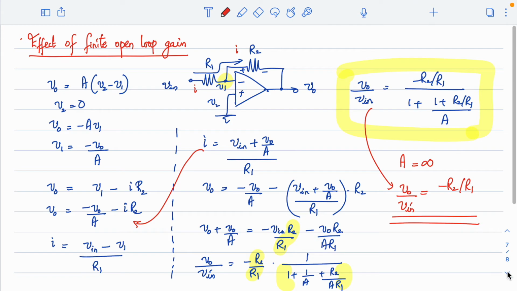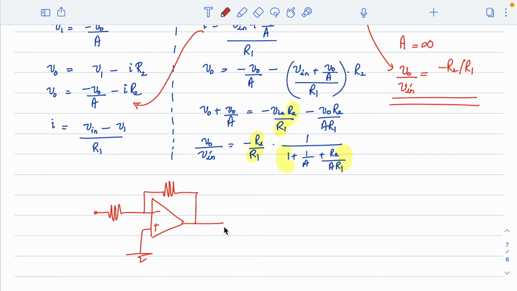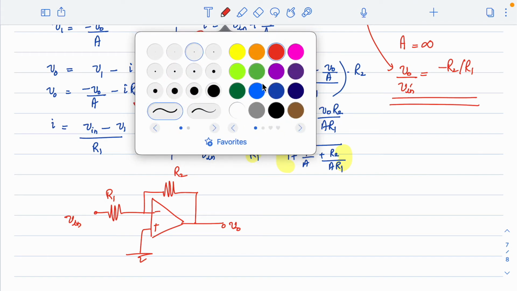Alright, now for the same amplifier, can you tell me what is the input impedance considering A as infinity? What will be the input impedance? See that the circuit is this, minus plus, this is ground, we have a resistance connected here, this is the feedback resistance, this is V0, this is V in, this is R1 and this is R2. Now the question is, what is input impedance?